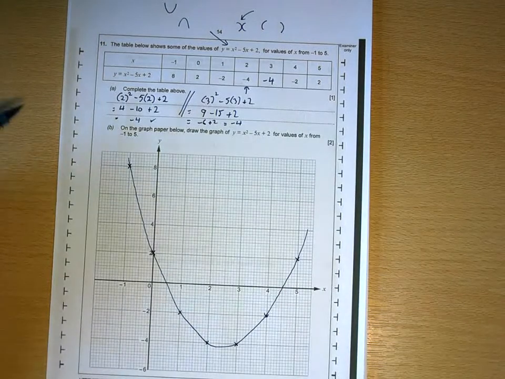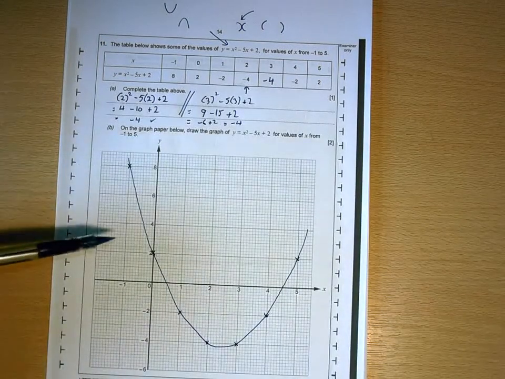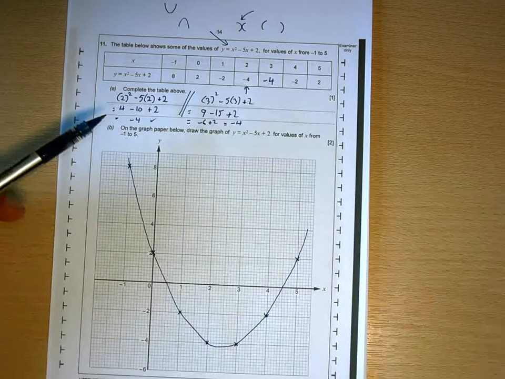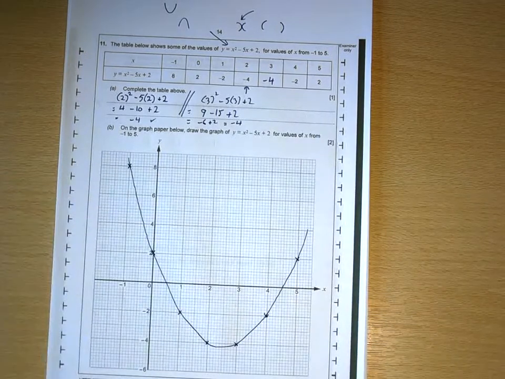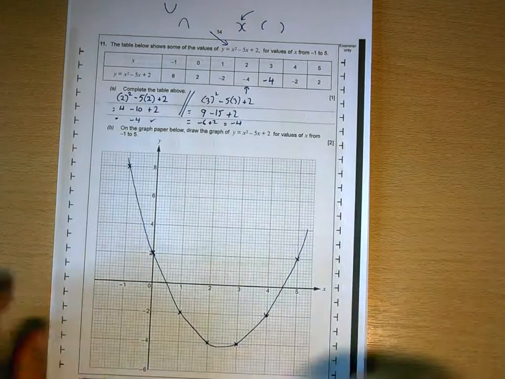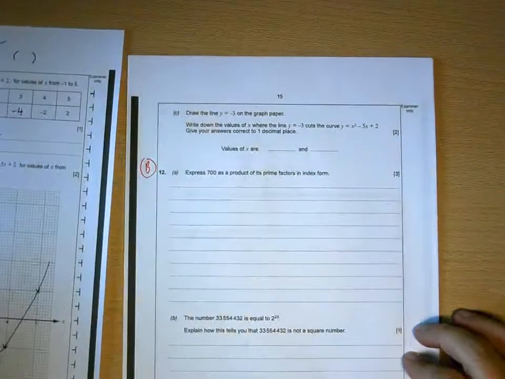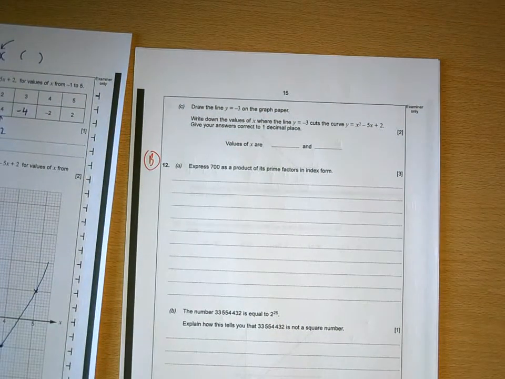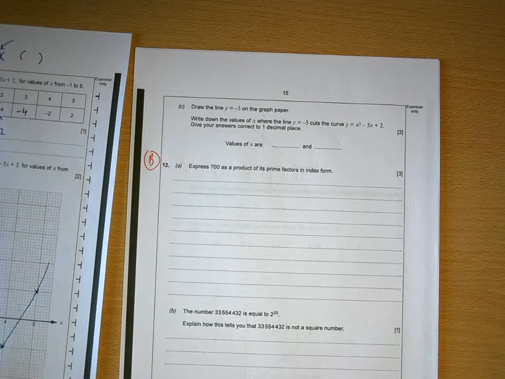So that's what they're looking for, a freehand curve. It doesn't have to be perfect, but it needs to follow the flow of the points. Okay, get this part right and we've got our B. Draw the line y equals negative 3 on the graph paper. Write down the values of x where the line y equals negative 3 cuts the curve.